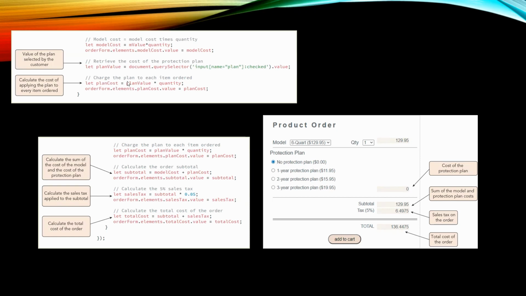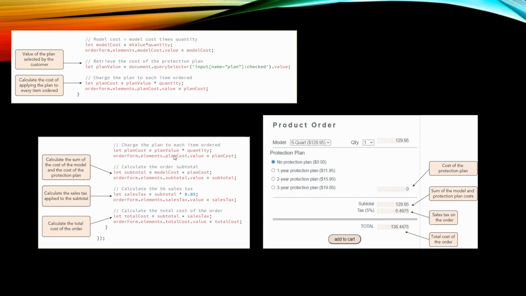Then we're going to charge the plan to each item ordered. So each one of these plans is per quantity. Now we already got the quantity previously when we looked at the code. So let's just say the plan cost is equal to the plan value times the quantity. Then we're going to set the value of this text box right here, the cost of the protection plan. We're going to say order form elements, the plan cost, which is that one right there, equals what we just calculated as plan cost.